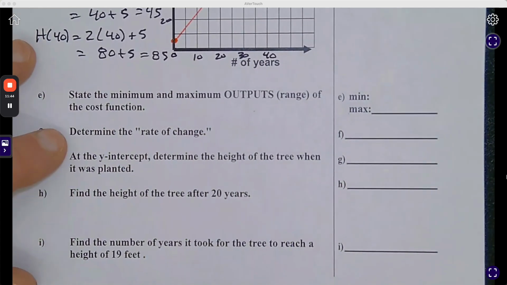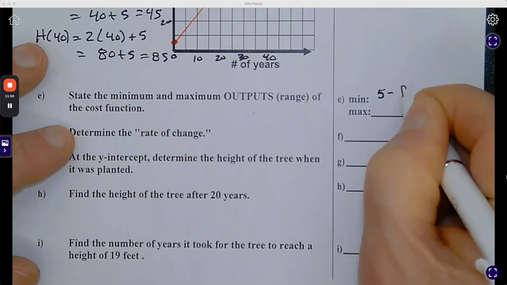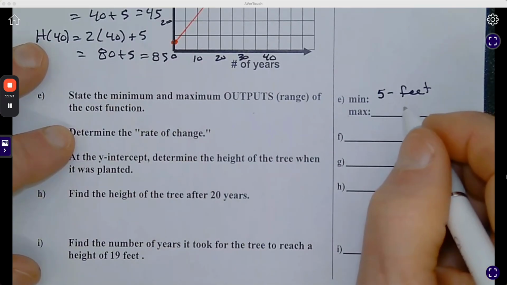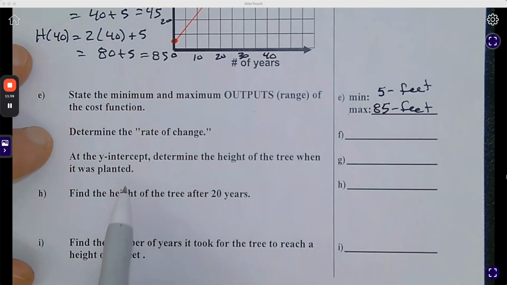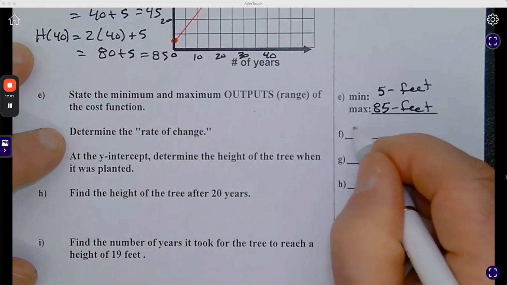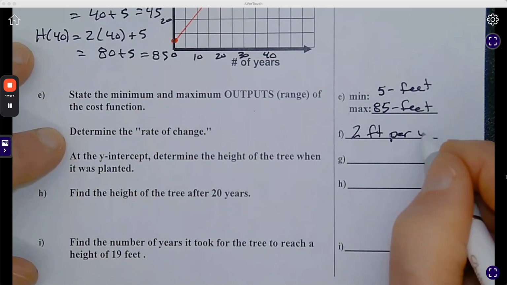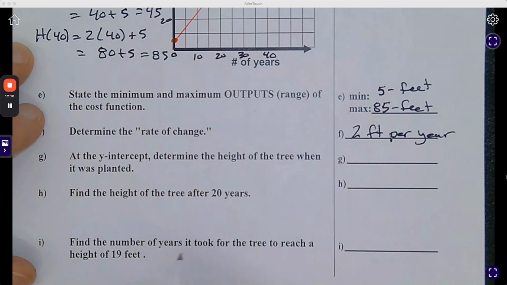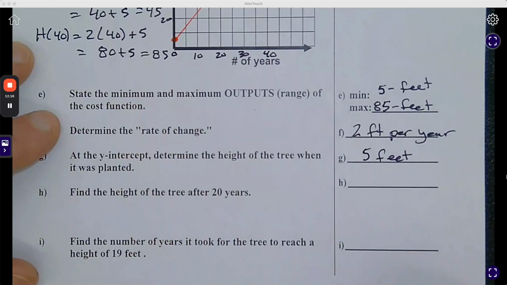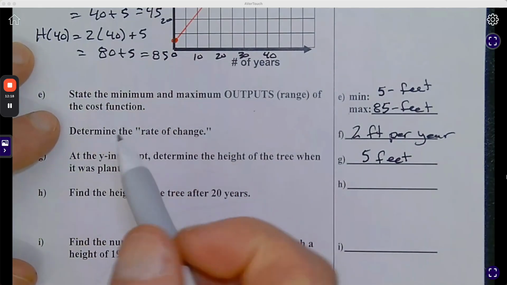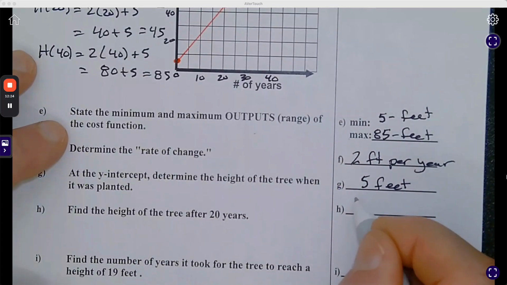All right, state the minimum and maximum output values. Minimum is 5 feet. Maximum is 85 feet. Determine the rate of change. The rate of change is 2 feet per year. Per year, yep. Just had to make sure. At the y-intercept, determine the height of the tree when it was planted. That's 5 feet. 5 feet, that's your initial value. Find the height of the tree after 20 years. Hey, I already did that. I input 20 and got out 45. So 45 feet.